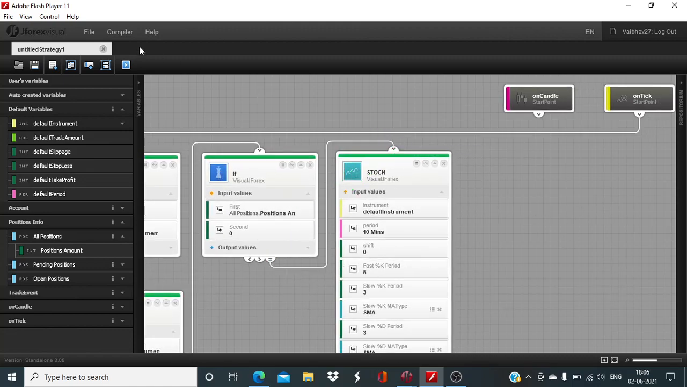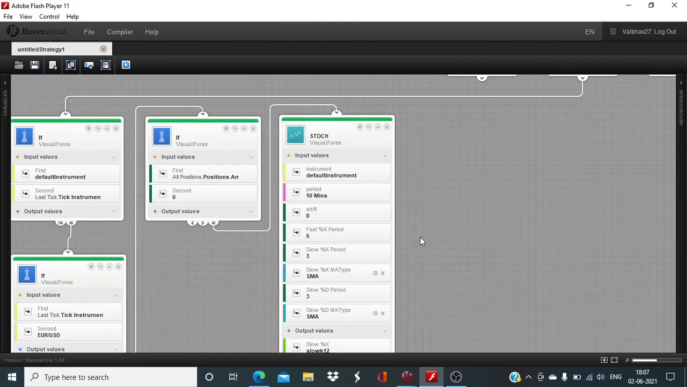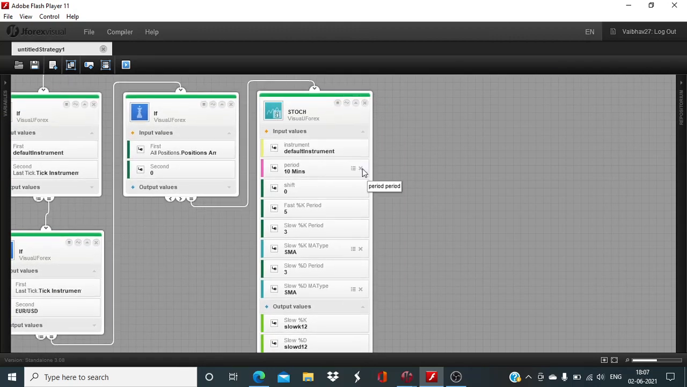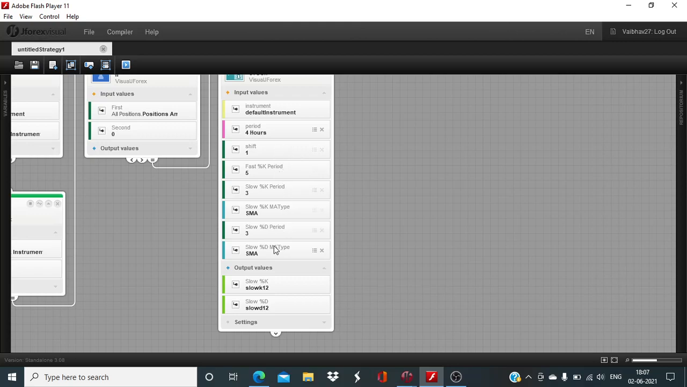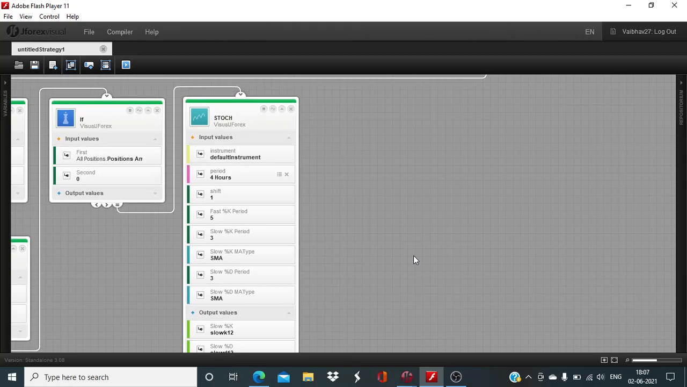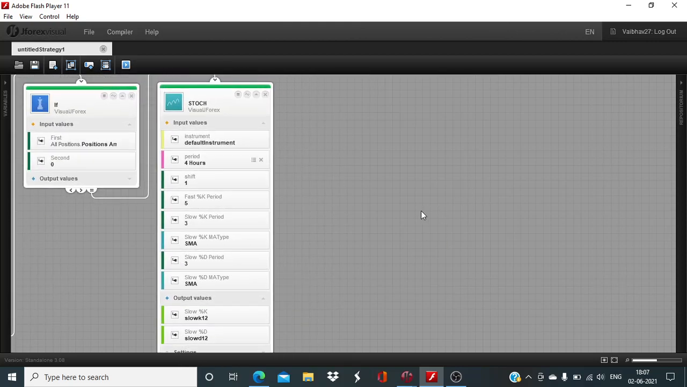start defining the parameters for the stochastic block. Here this block will need to be defined on the 4 hours. It is going to be 1, all else will remain as it is. I had already defined this MA type, moving average type, SMA as SMA, so this will remain as it is.